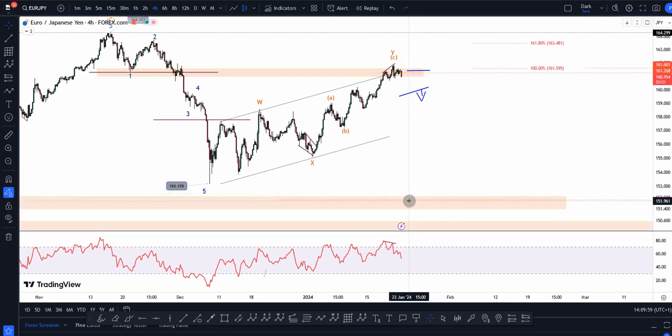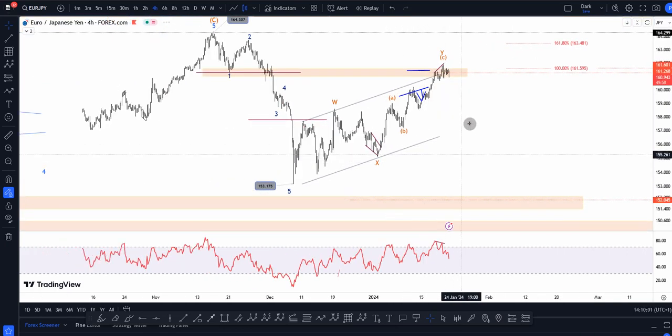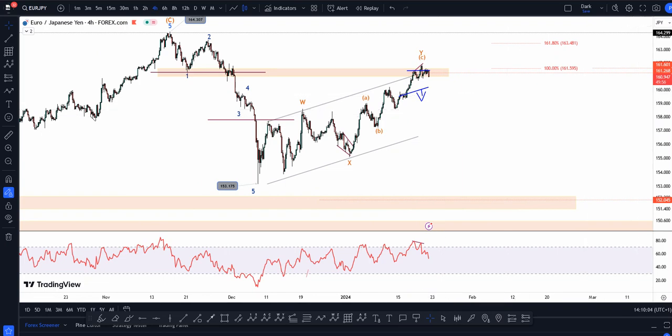While we'll take the target around 155 to 152. So 152, 150, these are going to be the key targets if you are able to get an entry into this trade and price is able to move downwards. So this is a typical textbook Elliott wave setup. Okay, and let's see what we're able to get from here.